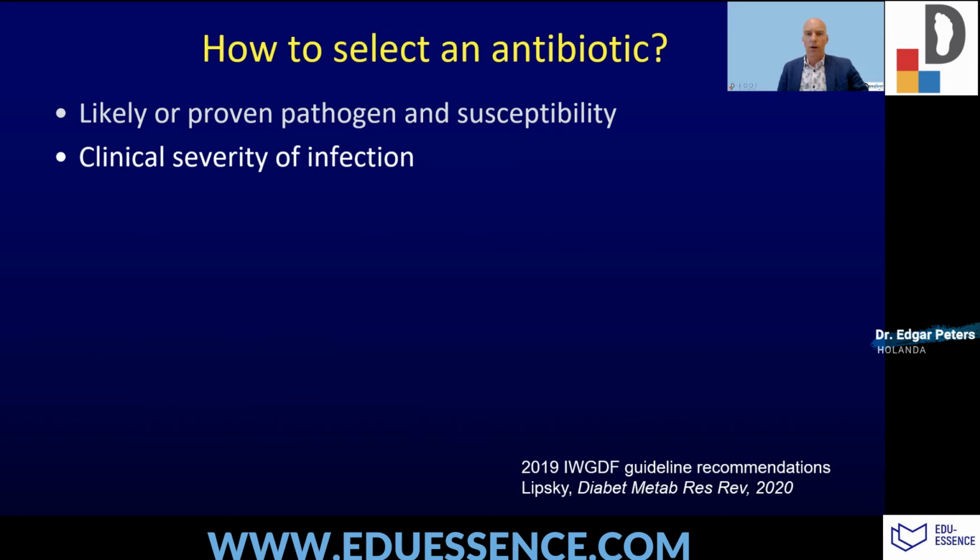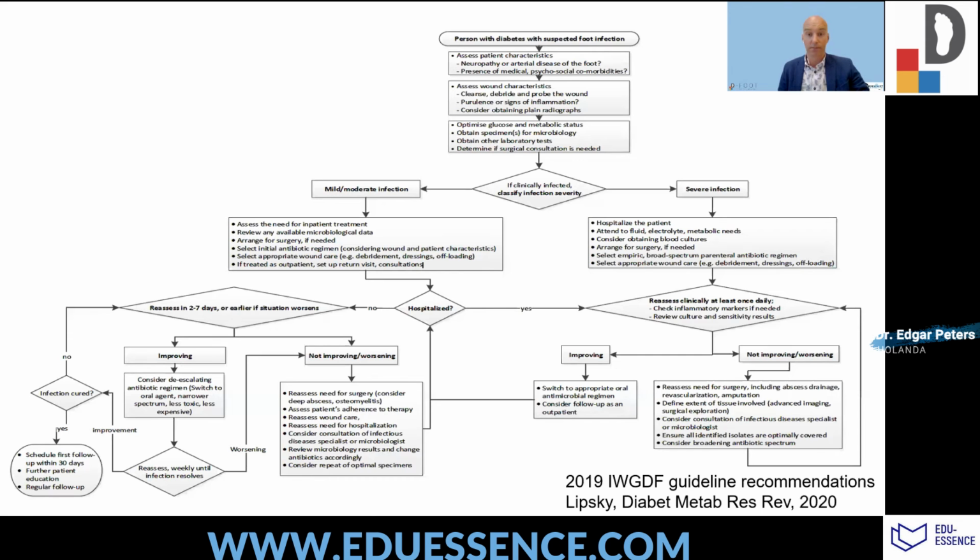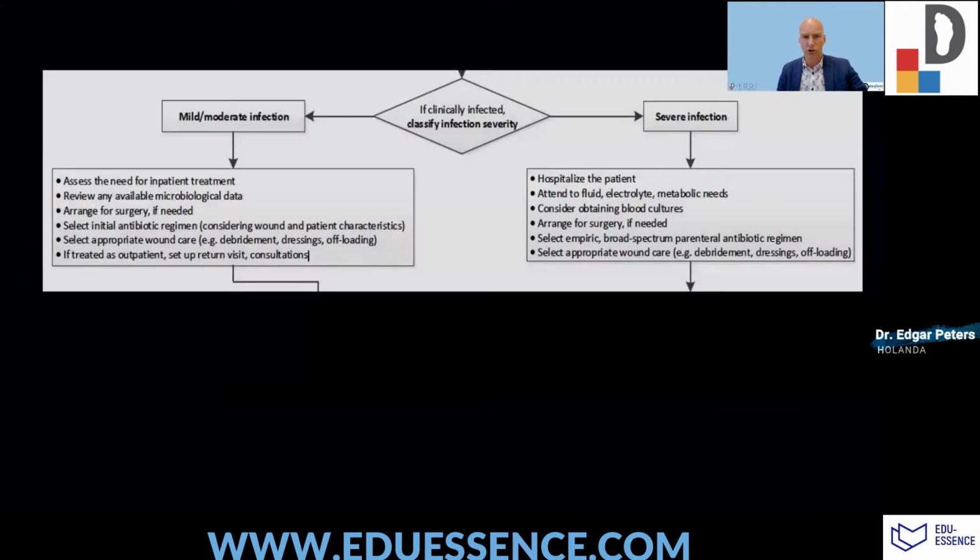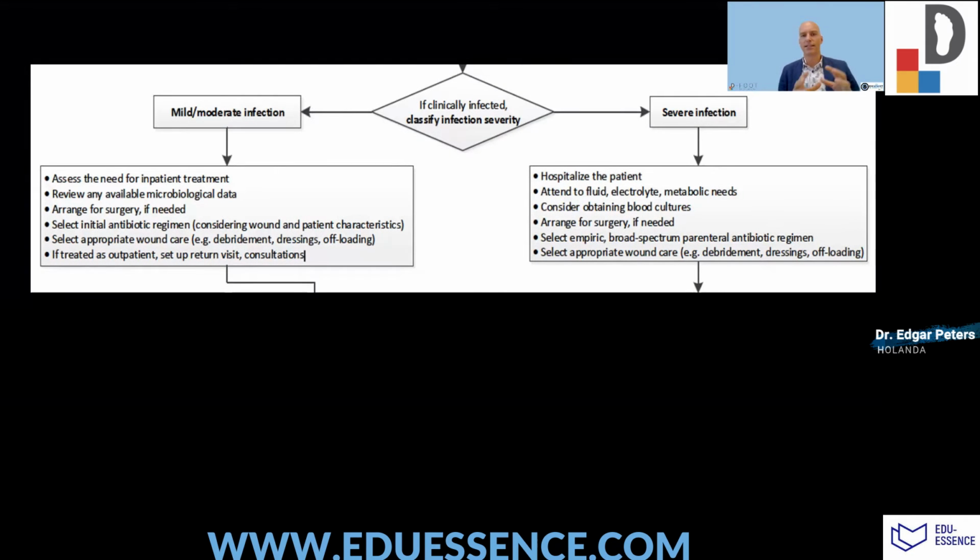Okay, so what else do we do? How do we select an antibiotic? Well, we have to look at the clinical severity of infection. This is from the international guidelines. It's a pretty complex algorithm. If we then zoom in on it, you can see that there's a distinction made between subjects with a mild or moderate infection and those with a severe infection. And in case of a mild or moderate infection, you can probably get away with treating patients at home, outpatient. But if patients have a severe infection, you have to admit them, get them IV fluids, IV antibiotics, and probably surgery.